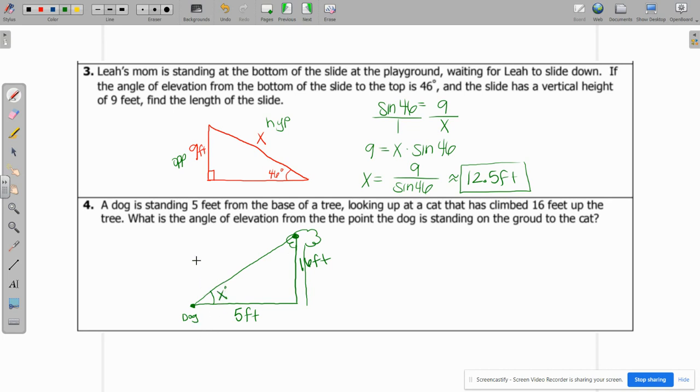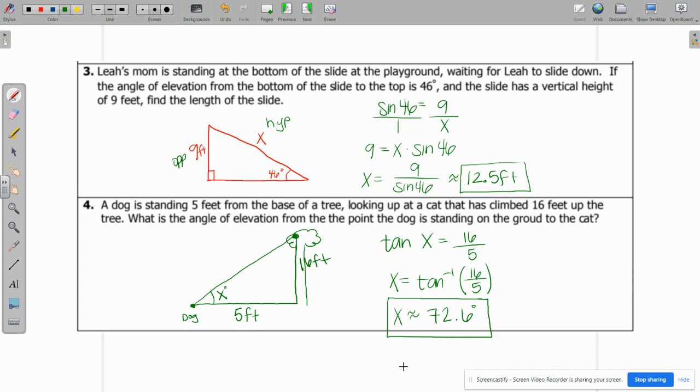So we're solving for the angle in this case. So the opposite side and the adjacent side are what we're using. So this is going to be a tangent problem. The tangent of our angle x equals opposite 16 over adjacent 5. So to isolate x, we're going to take the inverse tangent of both sides. So the inverse tangent of 16 over 5 will isolate x. And using your calculator, you would get that x is approximately 72.6 degrees. And that would be your final answer.